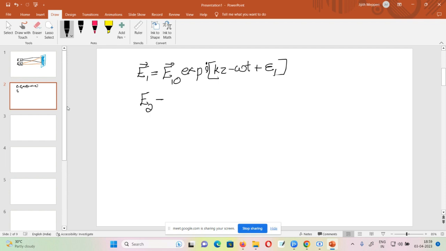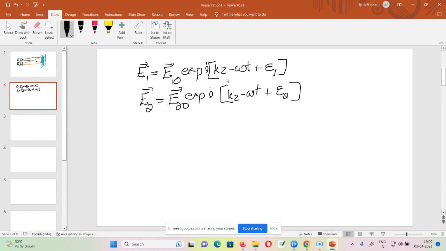E2 also we can write as E20 exponential i into (kz minus omega t) plus epsilon 2. Now we are assuming that both sources have almost the same amplitude. That's why we are taking kz minus omega t only.